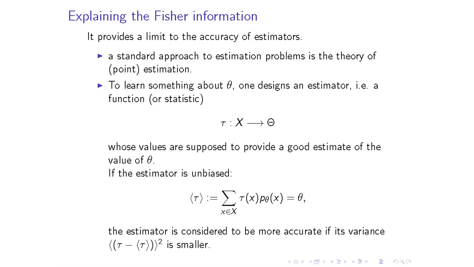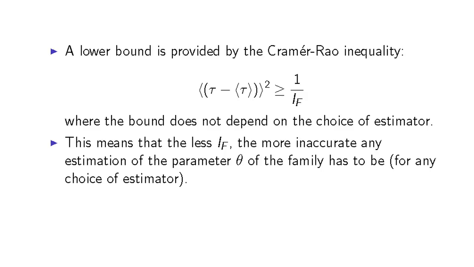And lo and behold, there's a famous inequality in classical statistics, which is on the next slide, the Cramér-Rao inequality, which says that there is a bound on any estimator you might choose for that parameter theta, which is given by the Fisher information. And therefore, this Fisher information gives us a sort of intrinsic accuracy, to use Fisher's own words, about how easy it is to estimate that parameter theta.